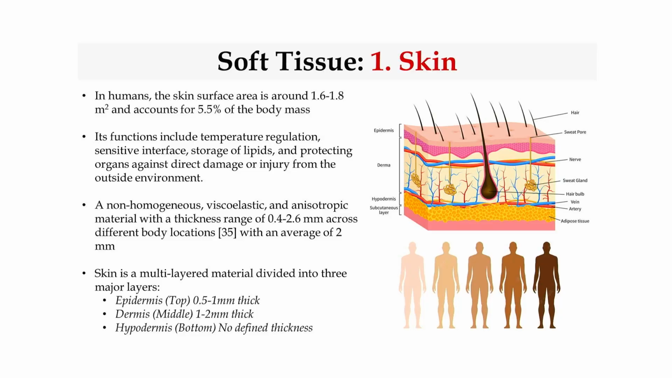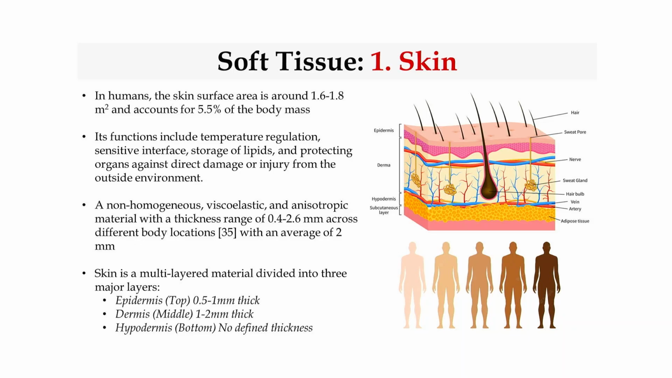All right, so the first soft tissue here is skin. So skin, as we all know, in humans, is one of the largest organs. This might be new to a lot of us, that why is skin called an organ, but it is still anatomically known as an organ. It's the largest organ on the human body. It has a surface area of approximately 1.6 to 1.8 meters squared, spread all across the body, and accounts for 5.5% of the body mass.